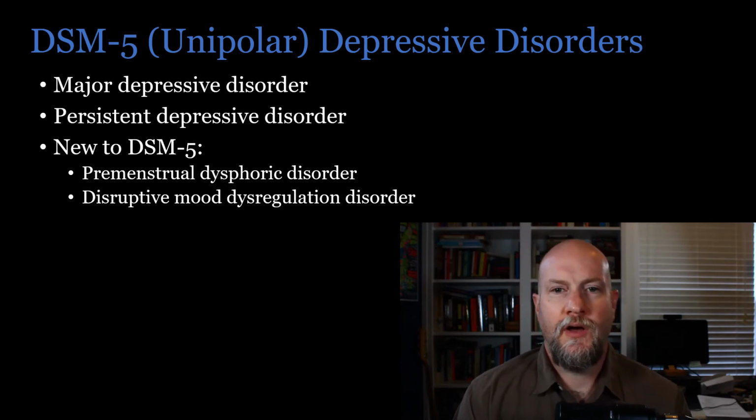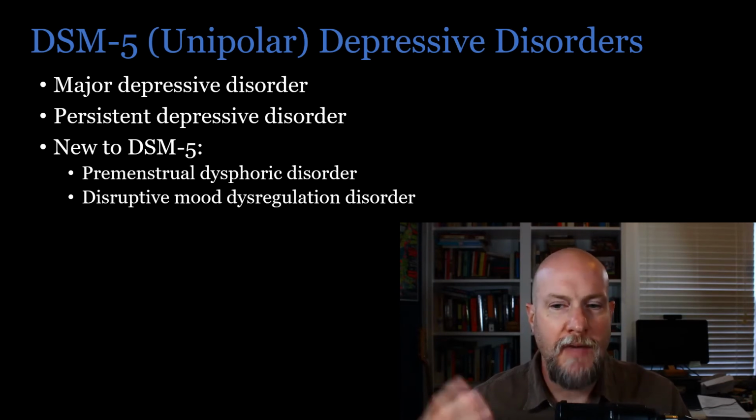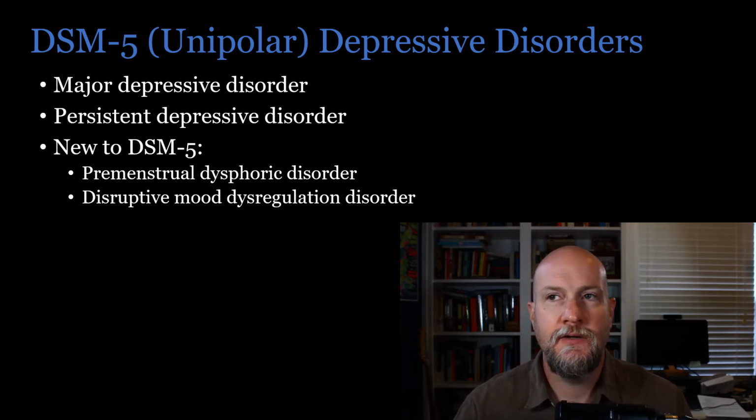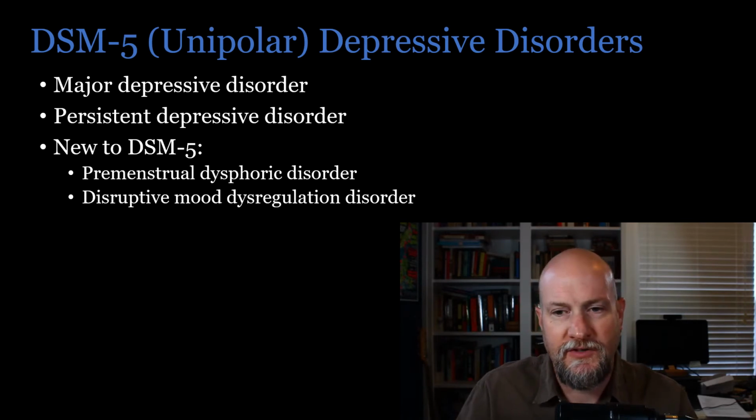Now, in terms of the unipolar or depressive disorders in the DSM-5, we basically have 4 disorders, 4 diagnoses: major depressive disorder, which is kind of the classic example of what we used to call clinical depression. The other one is persistent depressive disorder, which is a new name for an old diagnosis, which we'll talk about in some detail. And then new to the DSM-5 are 2 other diagnoses: premenstrual dysphoric disorder, or PMDD, and disruptive mood dysregulation disorder, which is a mouthful. So these are both new diagnoses that we'll talk about each of them in just a moment.